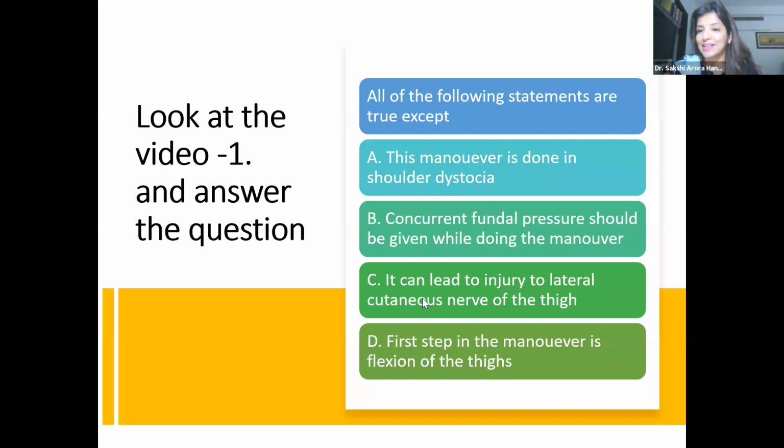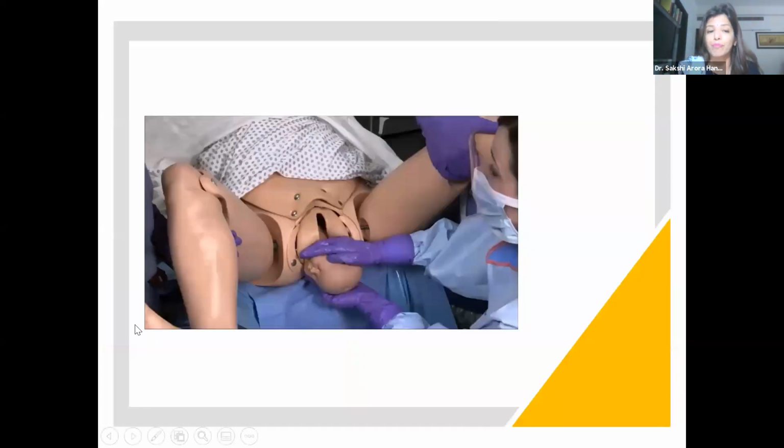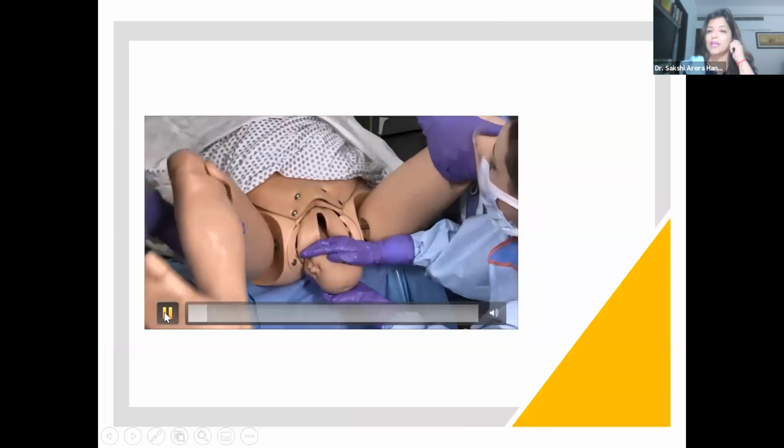Option B is incorrect. It says concurrent fundal pressure should be given. That is incorrect. Concurrent suprapubic pressure should be given. I'm sorry, I also didn't read the question properly. So please, in your exams, read your question very properly. Here the question says concurrent fundal pressure should be given. It is not fundal pressure which has to be given. It is suprapubic pressure, right?